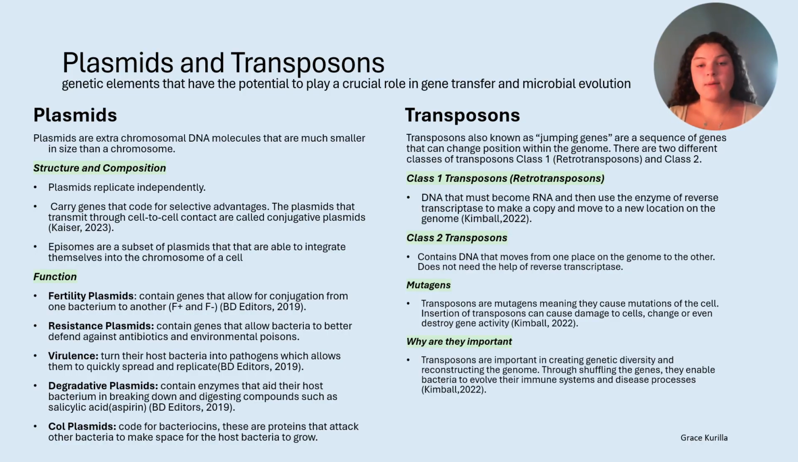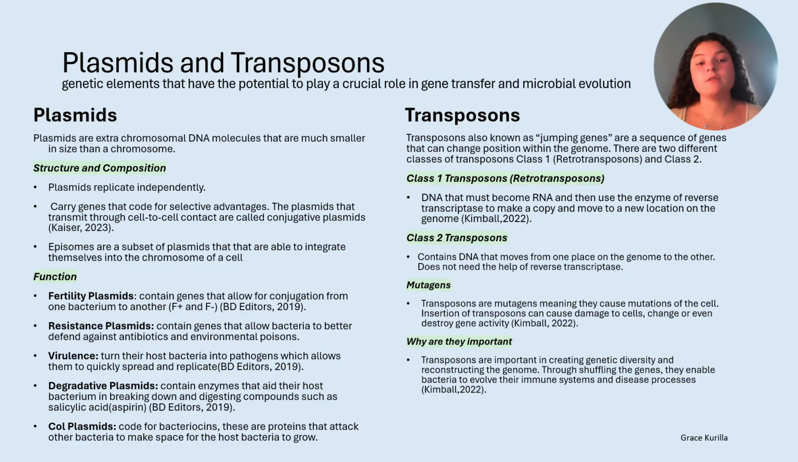Next, we have virulence plasmids. These plasmids turn their host bacteria into pathogens, which allows them to quickly spread and replicate. E. coli and Salmonella are examples of bacteria that contain many virulence plasmids. The fourth is degradative plasmids. These plasmids contain enzymes that aid their host bacterium in breaking down and digesting compounds such as salicylic acid, also known as aspirin. And the final is col plasmids. These plasmids code for bacteriocins. These are proteins that attack other bacteria and make space for the host bacteria to grow.